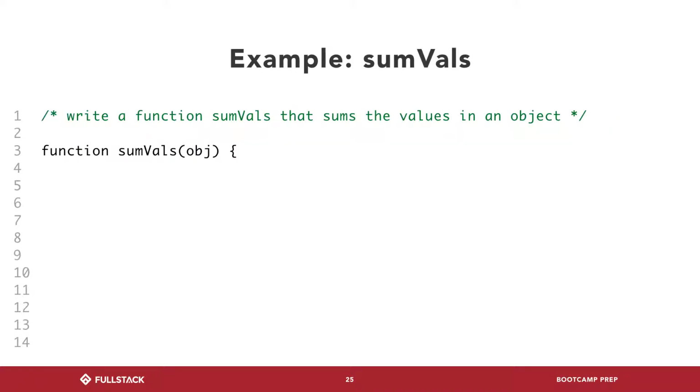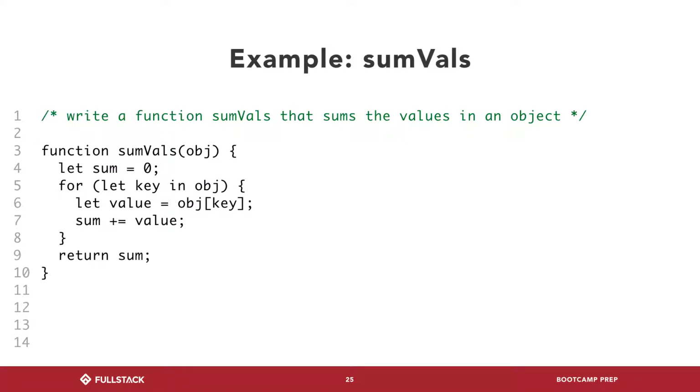Oh, actually, I lied. We are going to do an example with an object. Okay. So here I have an object. It has two key value pairs, A and B, with their respective values of 10 and 20.